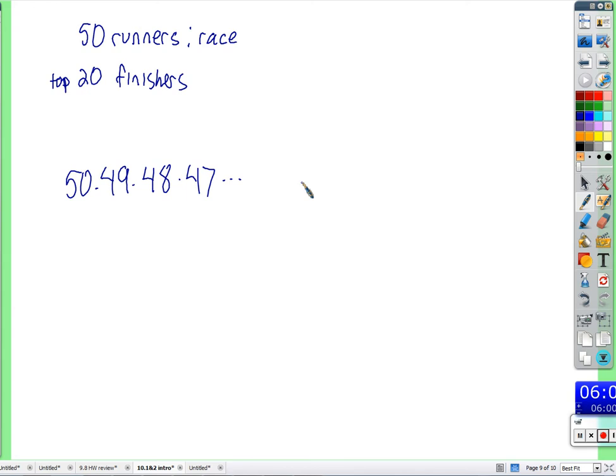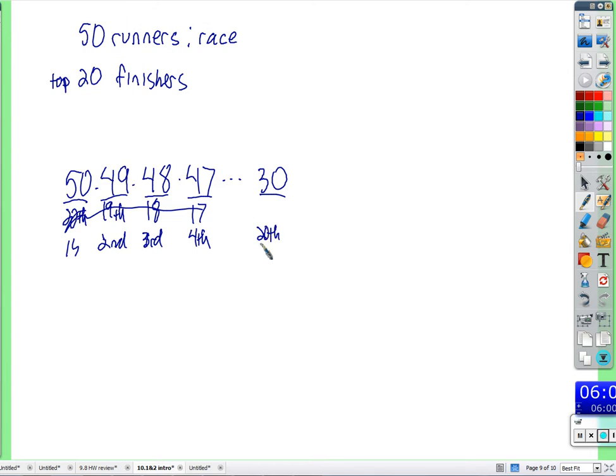30. Down to 30, you think? Let's see. Yeah. All the way down to 30. Okay. So what you're saying is this is the 20th position, and this is the 19th position, 18th, 17th, and this is the zero. Or let's go the other way then. This is say the first, second, third, fourth, and this is the 20th. Let's count from 30 to 50. Okay, 30, 31, 32. How many is that going to be? It's going to be 21 if we count 30, 31, 32, 33, all the way up to 50, right?